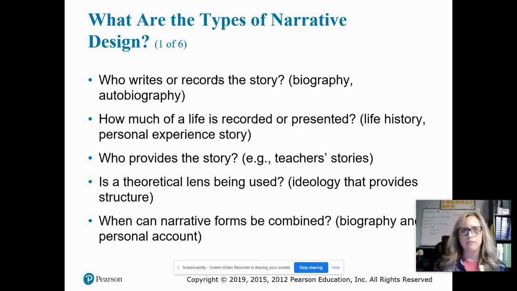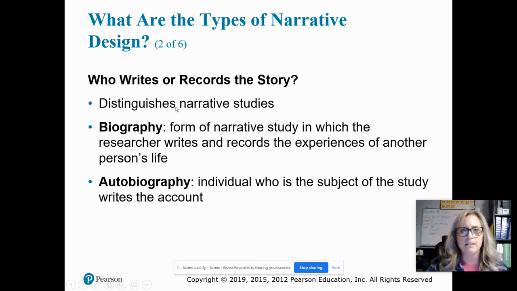You'll see throughout this, it will discuss in your book that these 5 characteristics of a design can be interconnected, and you'll kind of do all of them really, because you could be doing a biography with a theoretical lens, with getting teacher stories. So we're kind of going to break this down a little bit and discuss each individually in the next few slides. So first, who writes or records the story?